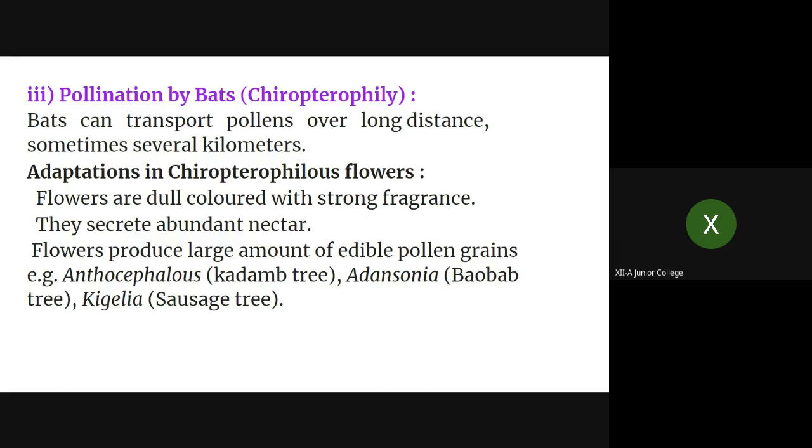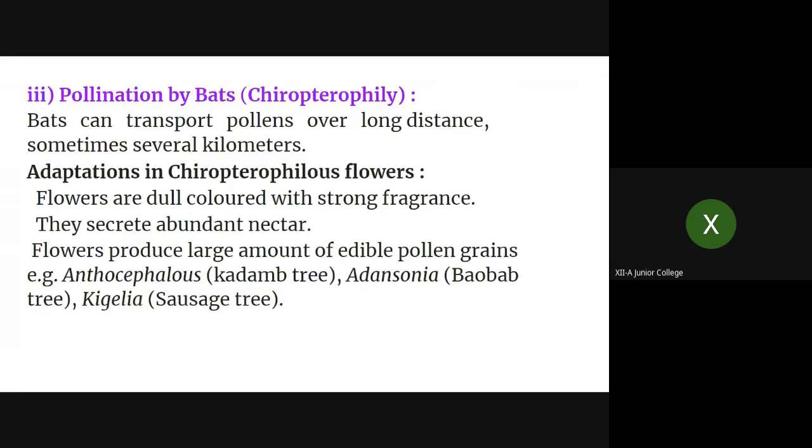And when they are carrying pollen up to kilometers long distances, then plants like kadamba tree, Anthocephalus, Adansonia, baobab tree, it's a very large tree, Kigelia, sausage tree. In these plants, it's very useful that bats are the pollinating agents.